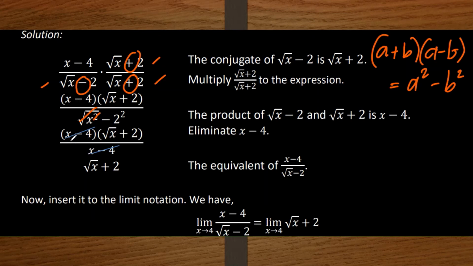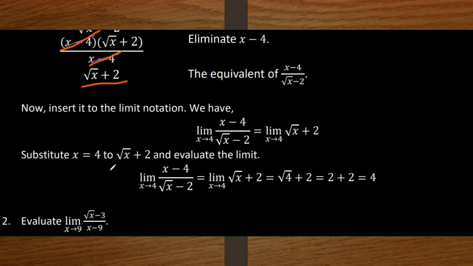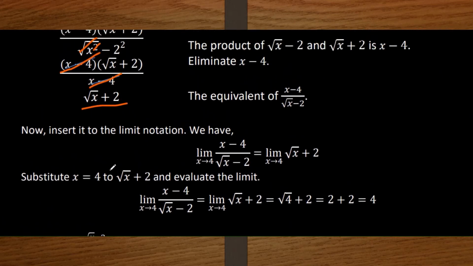Therefore, we cancel out x minus 4, and our simplified expression is square root of x plus 2. So what are we going to do with square root of x plus 2? We're going now to substitute x that is equal to 4. Substituting x equal to 4 into the simplified expression will give us square root of 4 plus 2, and that is 2 plus 2. The answer is 4. So that is the limit of the function.